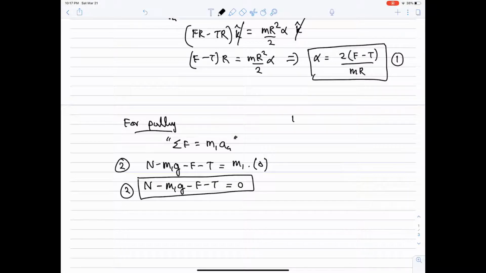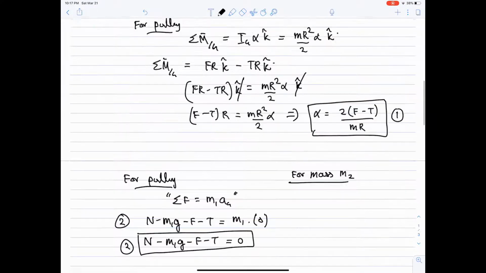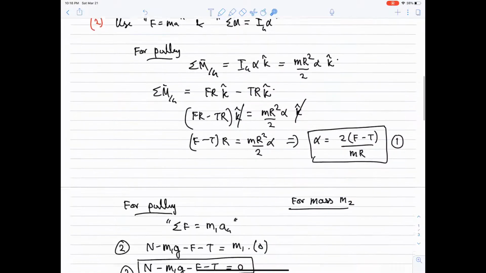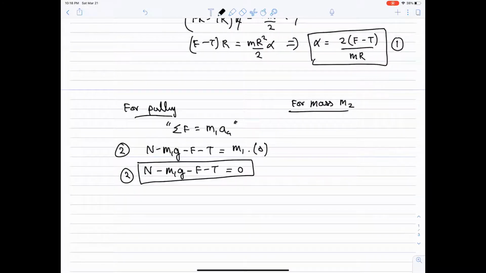For mass m2, we can have a similar equation. We have a force T minus m2 g equals m2 a. Okay, we have that: T minus m2 g equals m2 a.